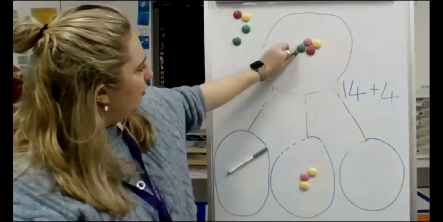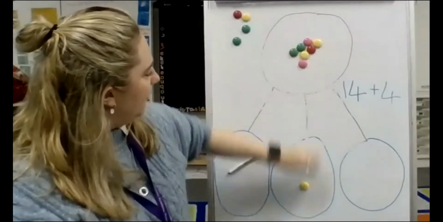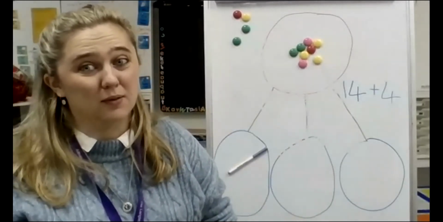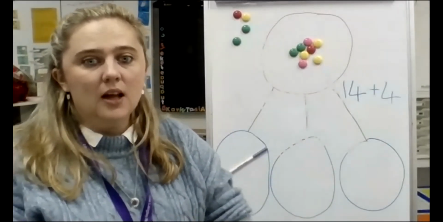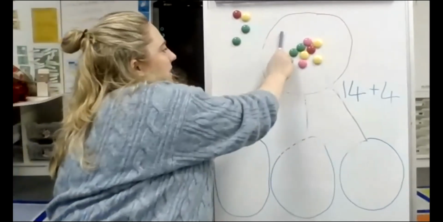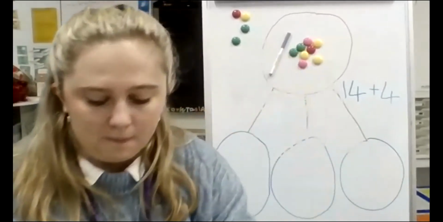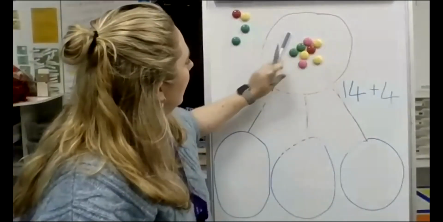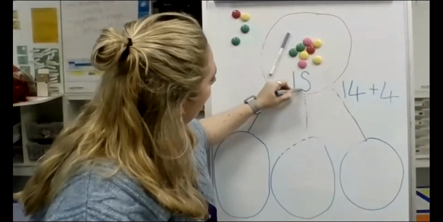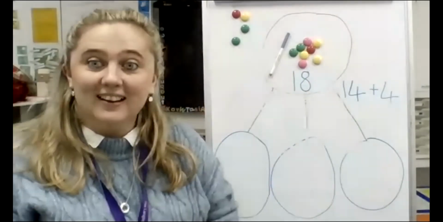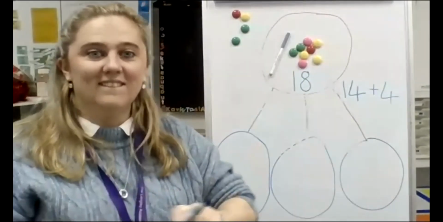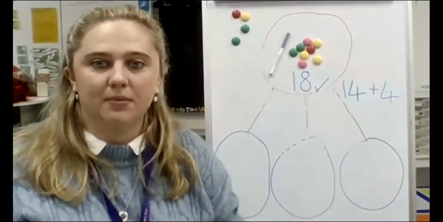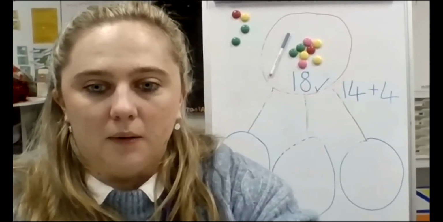4, 5, 6, 7, 8. And we knew 4 plus 4 equals 8, didn't we? So let's just add an extra 10. 1 ten to make, so 8 and 10, 18. Did you get it? Fantastic. Give yourself a tick if you got 18. Right, let's have a look at our next one.